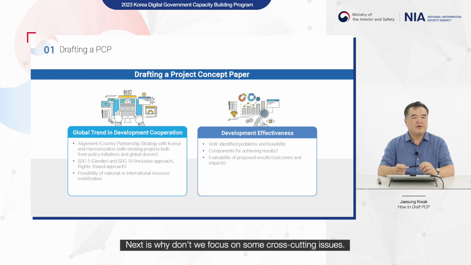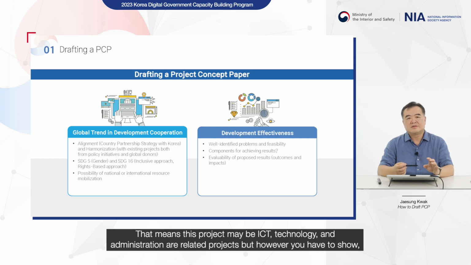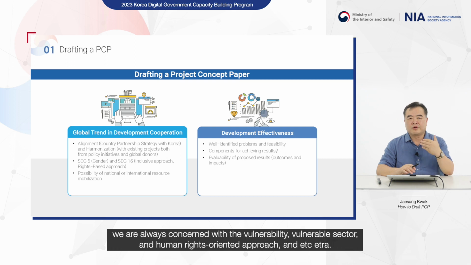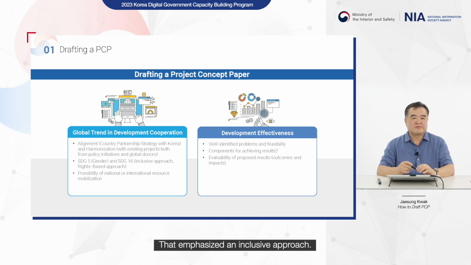Next, why don't we focus on some cross-cutting issues? Typical cross-cutting issues are SDG number 5, gender issue, and SDG 16, inclusive development or rights-based approach. That means this project may be ICT, technology, and administration related. However, you have to show we always concern the vulnerable sector and the human rights oriented approach. The grand slogan of sustainable development is always: don't leave people behind. So that emphasizes the inclusive approach.